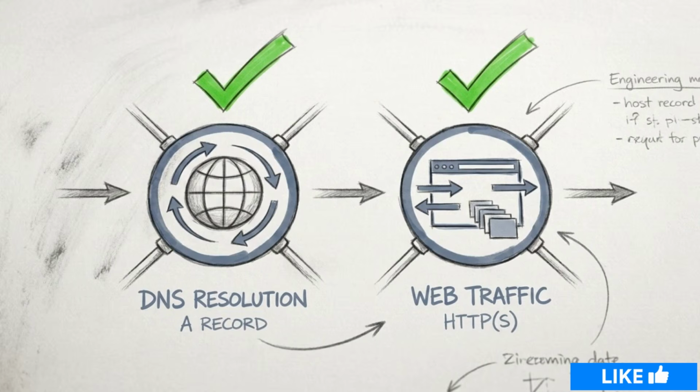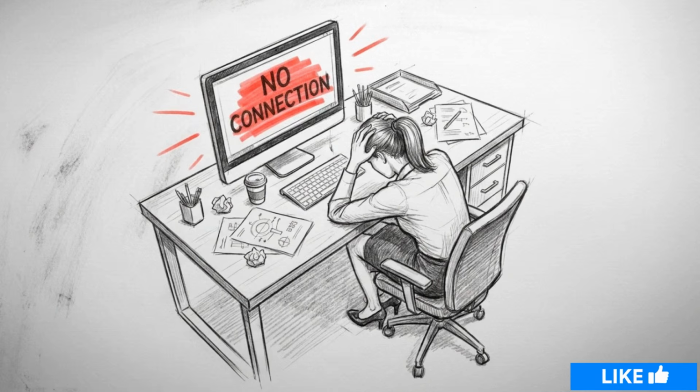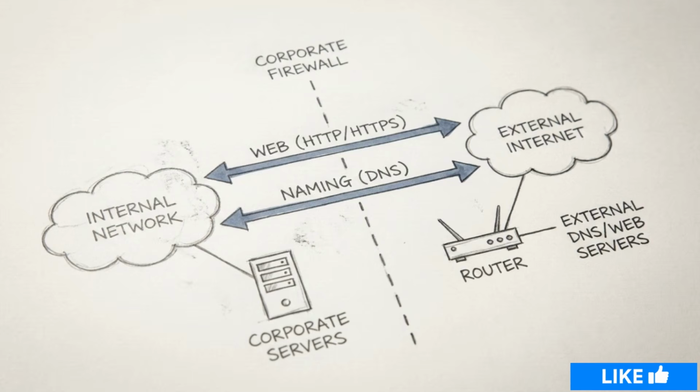The firewall allows this traffic because protocols like DNS and HTTPS are structurally necessary. Without them, internal users cannot resolve websites or access web applications. The enterprise architecture inherently trusts these protocols.